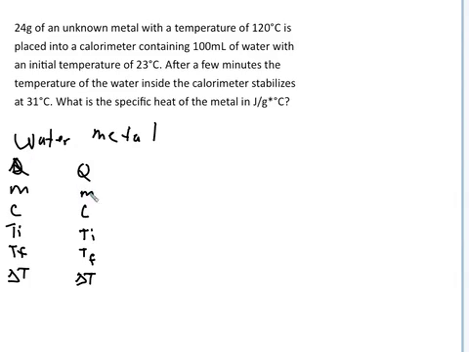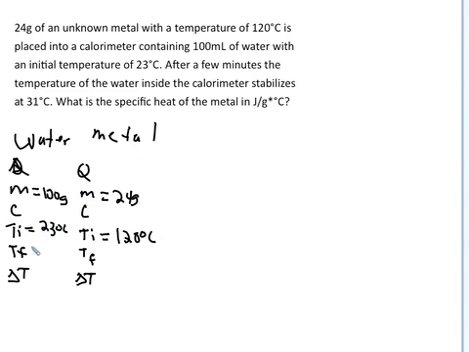Okay, so 24 grams of an unknown metal, that's the mass of the metal, with a temperature, okay, so that's the metal temperature, is 120 degrees Celsius. It's placed into a calorimeter containing 100 milliliters of water. Well, that's going to be your grams of water. 100 milliliters will equal 100 grams. And the water has an initial temperature of 23 degrees Celsius.